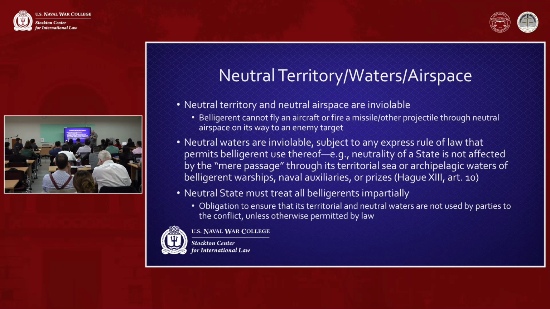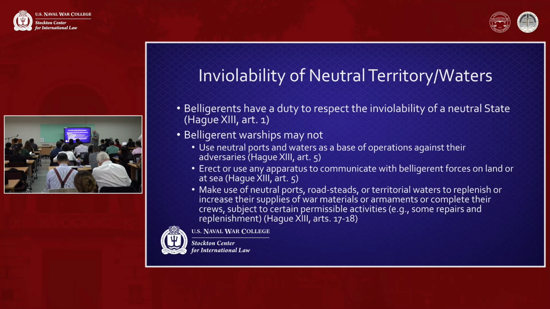The other thing is that neutrals have to treat all belligerents impartially. So if you're going to allow a belligerent to, for example, enter your ports, you have to also open your ports to the other belligerents as well. As I mentioned earlier, the law of neutrality imposes both duties and rights for the belligerents as well as for the neutrals. So in this case, the belligerents have a duty to respect the inviolability of the neutral state, and that's reflected in the Hague Convention.